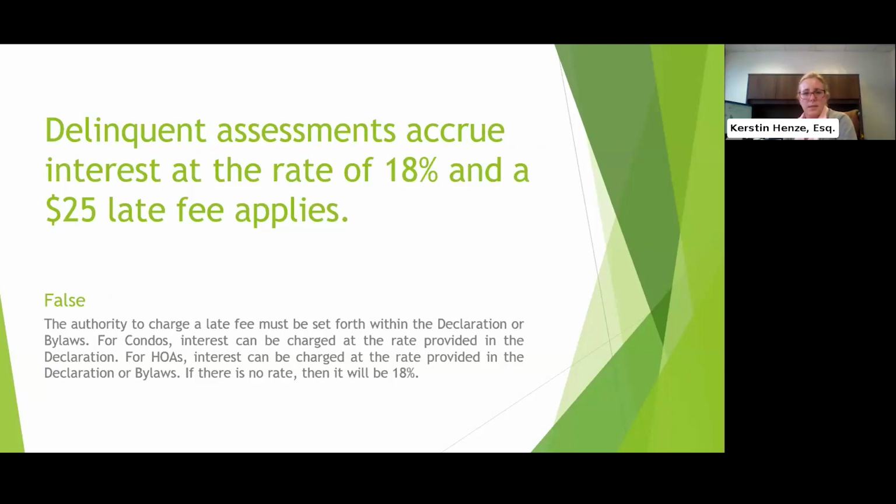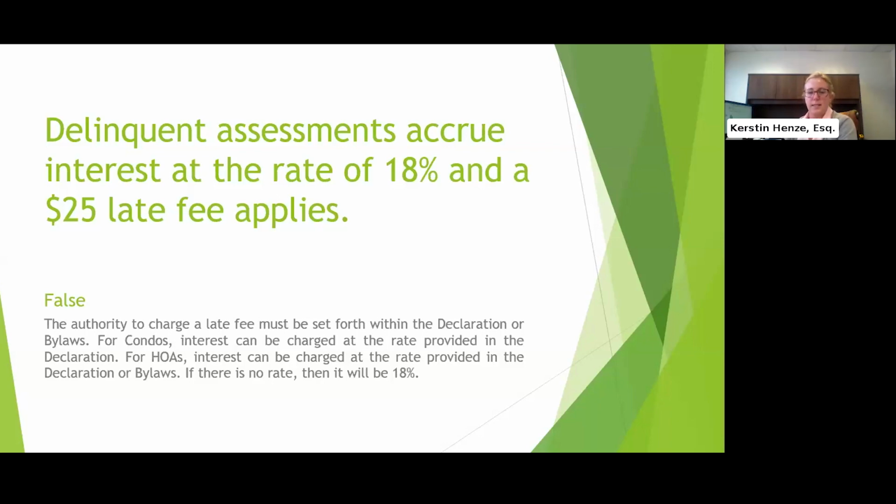Delinquent assessments accrue interest at the rate of 18% and $25 late fee applies. Is that true or false? Well, that is false. So that is what the statute provides, both the condo and the HOA statute. But for late fees, the statute says that the authority to charge late fees has to be set forth in your declaration or bylaws. Okay, that's what both statutes say.